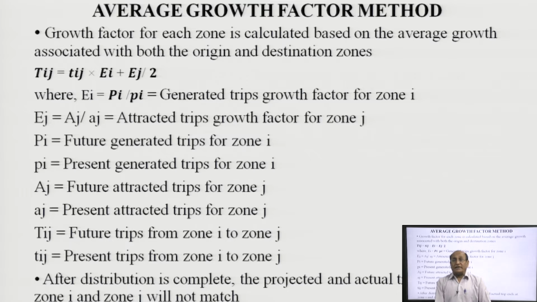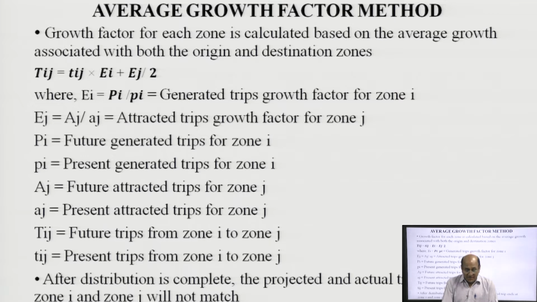Now, average growth factor method. This is another growth factor method. Growth factor for each zone is calculated based on the average growth associated with both the origin and destination zones. So, capital T ij will be equal to small t ij into (E i plus E j) divided by 2, means average of production zone and attraction zone.